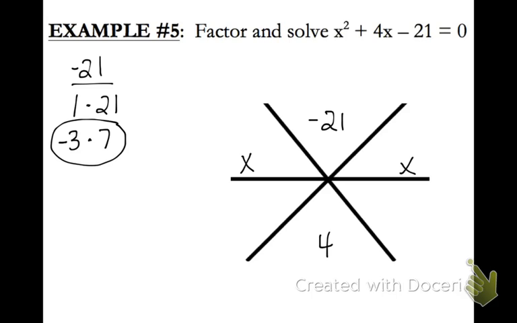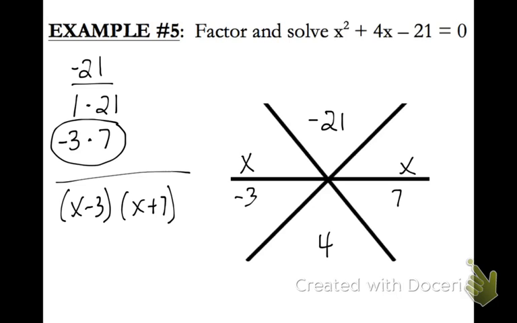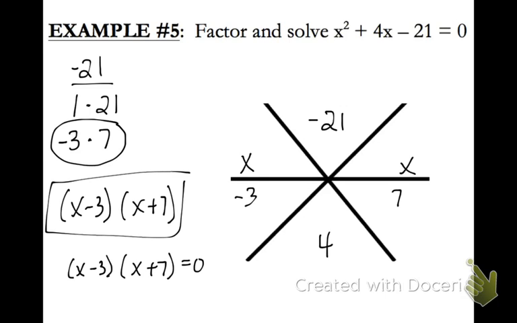You should always double check your factors because it's really easy to accidentally say, oh, 3 and negative 7, when that actually adds to a negative 4. So just be careful with your factors. So there's my factored form, and then if I solve it, I'm going to add over the 3, so I get x equals 3, and I'm going to subtract over the 7, so x equals negative 7.